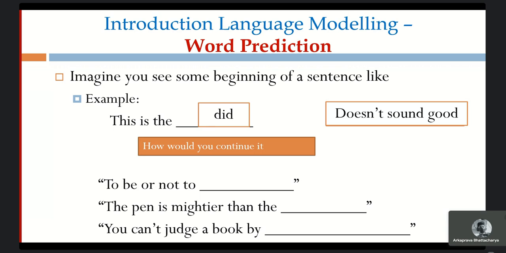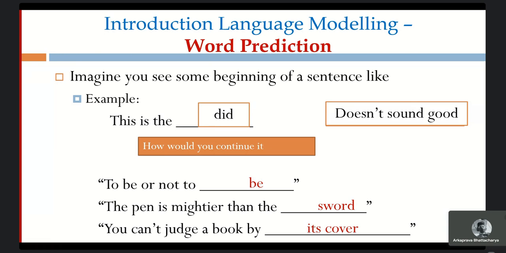Now tell me what is the answer for this? To be or not to be. Very good. The pen is mightier than the sword. You can't judge a book by its cover. Right? So how were you able to answer these blanks very fast?